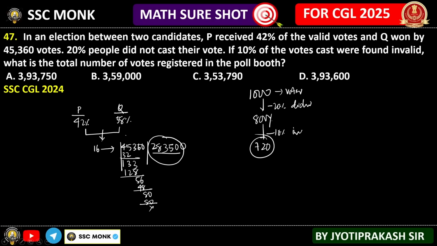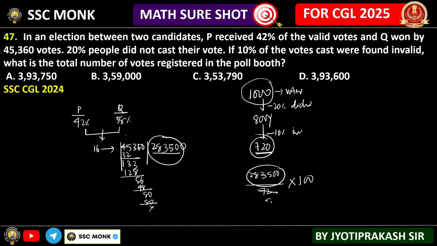That means total number of valid votes is equal to 2,83,500. That is equal to what? 720. That is equal to 72% of total voters, registered voters. So total voters is equal to 100. Clear? This can be solved.